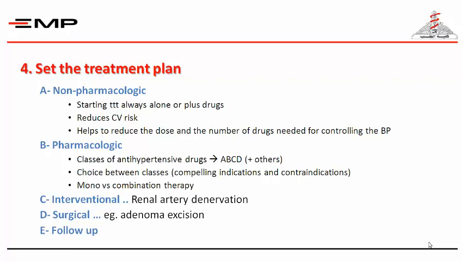Interventional treatment for hypertension comes after insufficient non-pharmacological and pharmacological treatment, so we will go for interventional treatment, as in cases for renal artery denervation. Surgical treatment is for cases where tumors are present, such as pheochromocytoma, for example, by adenoma excision, and follow-up for hypertensive patients is always mandatory.